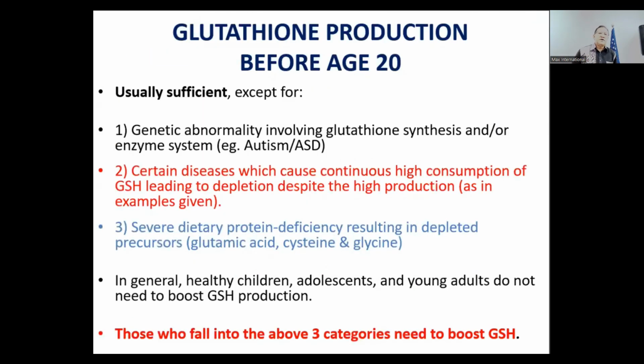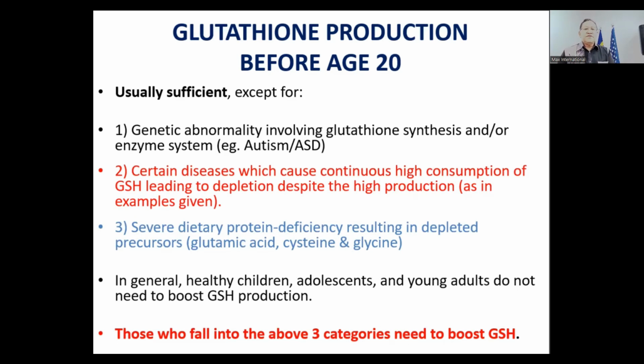Okay, so as mentioned earlier on, glutathione production before age 20 is usually sufficient, except for those three conditions that I mentioned just now. Another classic example of genetic abnormalities involving glutathione synthesis and all of the enzyme system is in autism and autism spectrum disorders. Children and adults suffer from this. Many, when investigated, were found to have genetic abnormalities resulting in low glutathione levels. So much so that some doctors treating autism boost glutathione as part of their treatment.